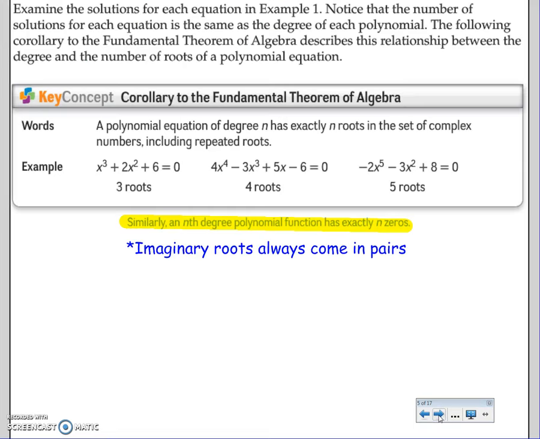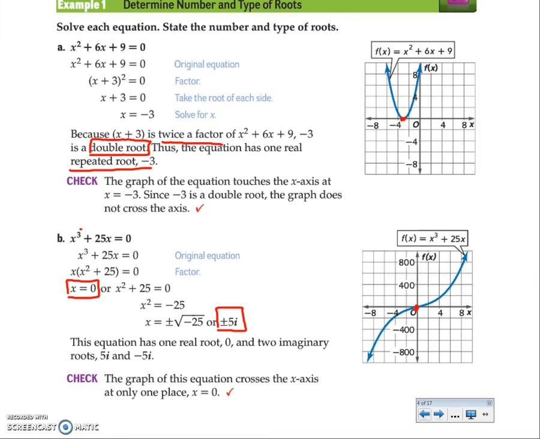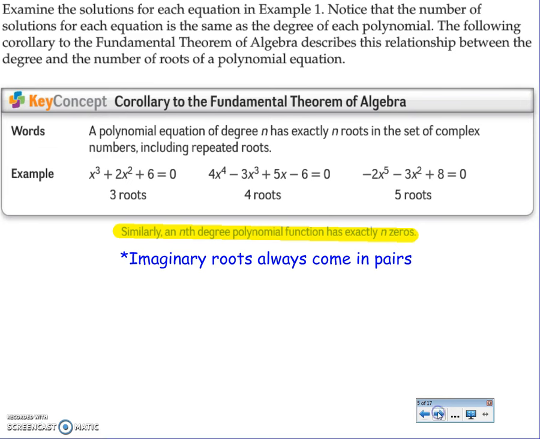So following that, notice the amount of solutions in example 1 match the degree. This had a degree of 3, there are 3 roots. This had a degree of 2, there are 2 roots. That comes from what we call the corollary of the fundamental theorem of algebra. So whatever the degree is, that's how many roots there are. So 3rd degree, 3 roots. 4th degree, 4 roots. 5th degree, 5 roots. Nth degree has n roots. So that's how many solutions there are. And imaginary roots always come in pairs. There's an even number of them.